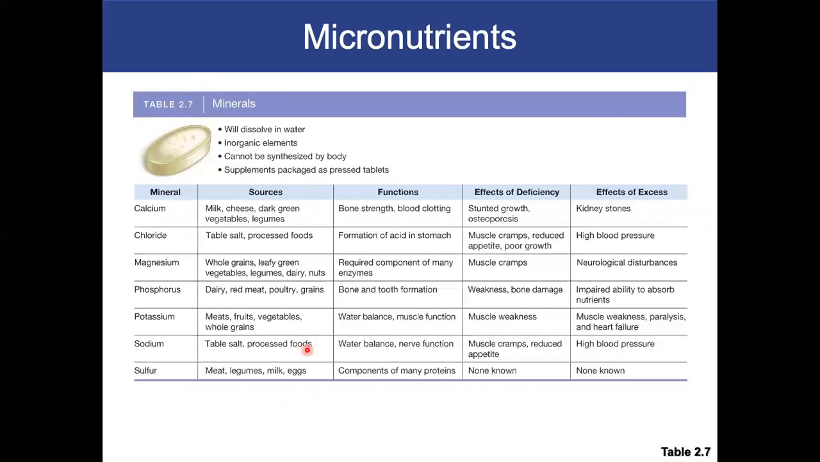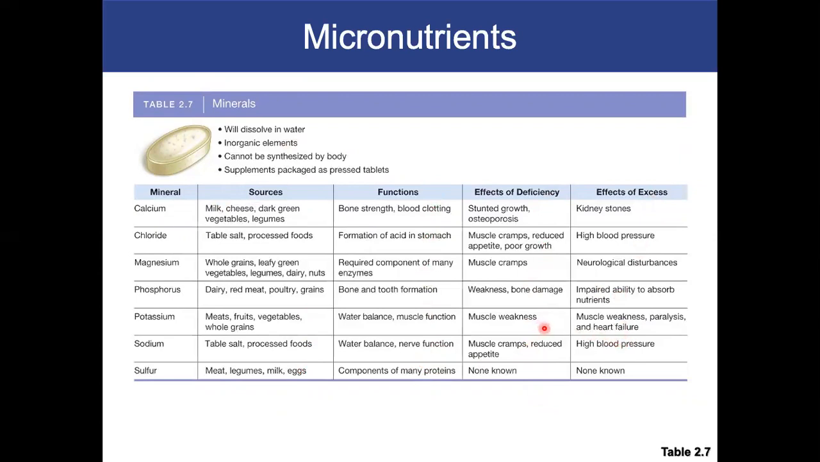Here's minerals. So there's your minerals, guys. Where do we get them from? Functions: bone strength, blood clotting, acid in stomach, required component of enzymes, bone and tooth formation, water balance, muscle function, water balance, nerve functions, components of many proteins. Okay, what if we don't have enough of them? What if we have excess of them? Okay, we'll talk about potassium.